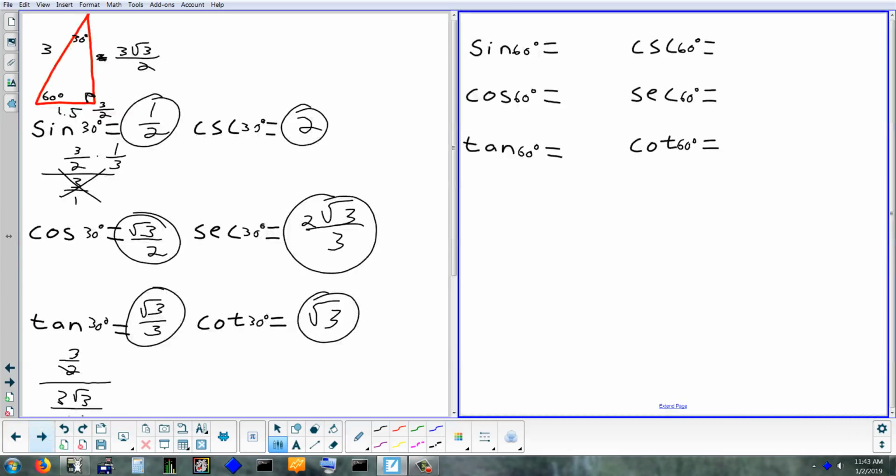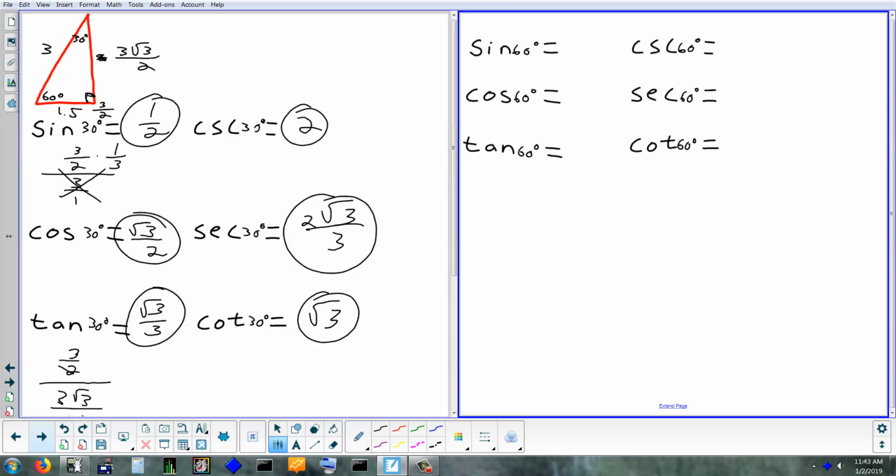Now, let's look at the 60. Does anybody notice the kind of answers that you got on the right compared to the ones on the left? What ended up happening? Yeah. Sines and cosines switch. Yeah. The sines and the cosines are going to switch. Let's just look at one. Well, we'll look at a couple, but then I think you start to see the pattern.